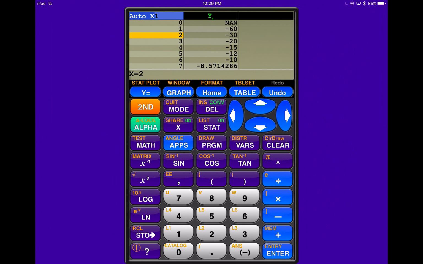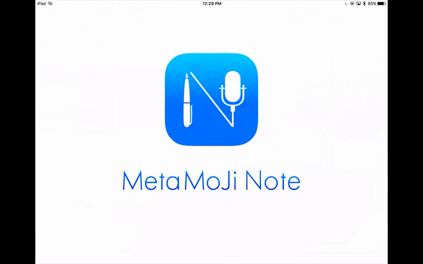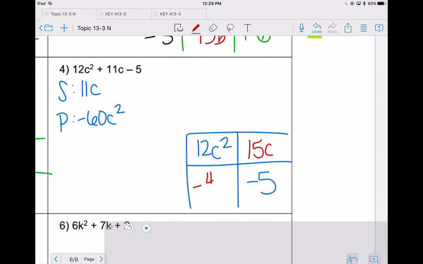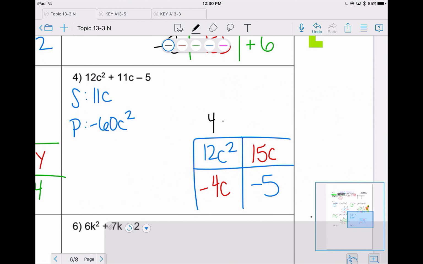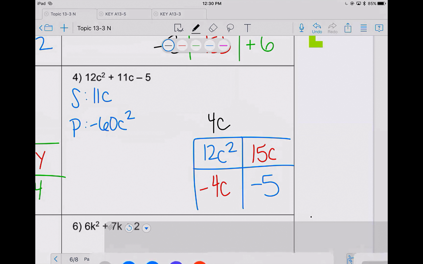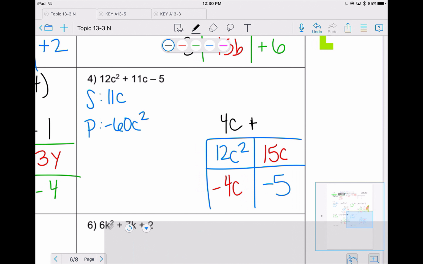1 minus 60 is negative 59, negative 28, negative 18, negative 11, but we need a positive, so I keep going. Well, what if I did the opposite signs? 15 minus 4 would give me 11. So I have a 15 and a minus 4. So 12c squared and negative 4c share a 4 and a c. 15c share a 5. Remember that when I say share, I am specifically referencing a number that you could divide out evenly from both numbers that you're looking at.